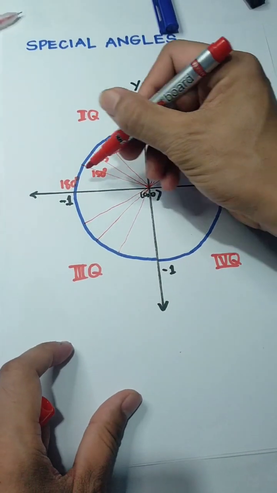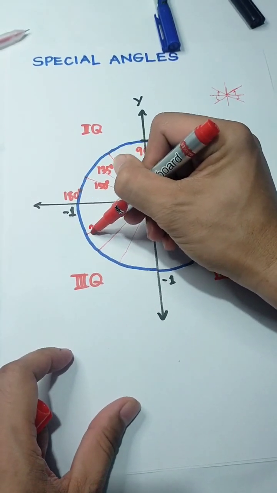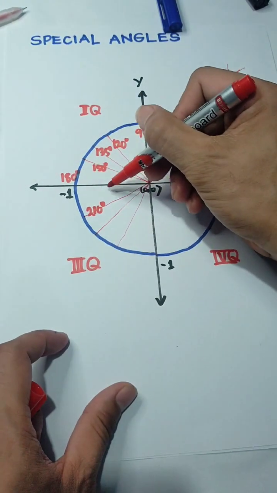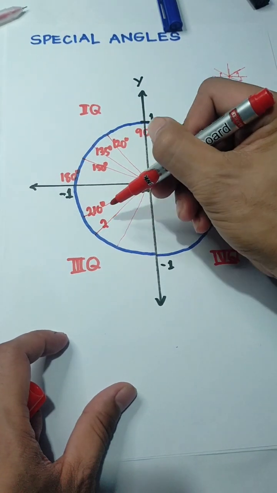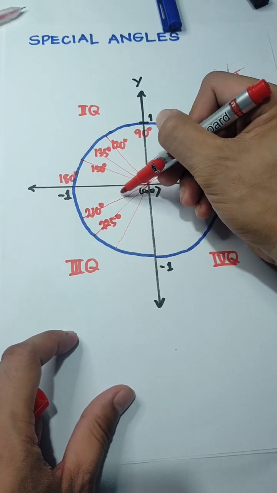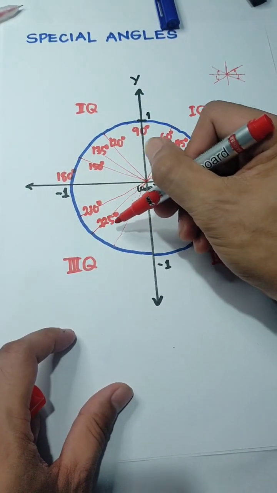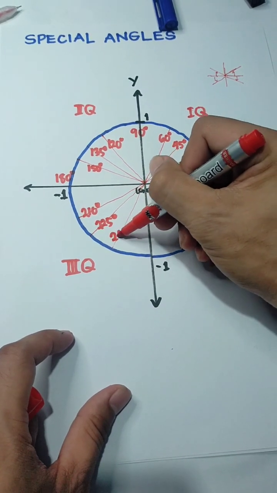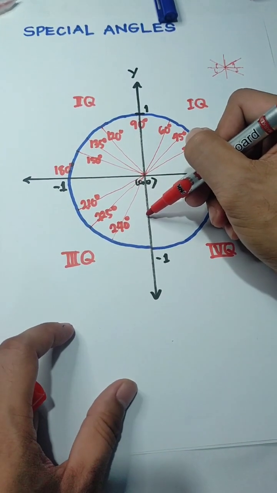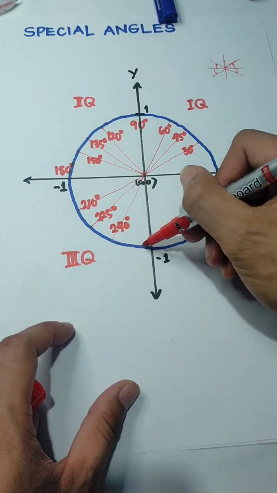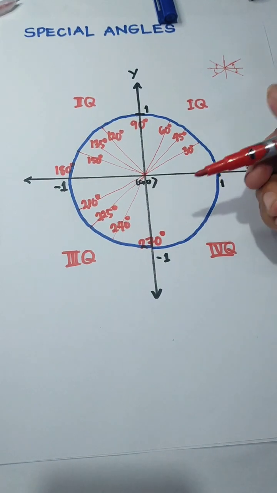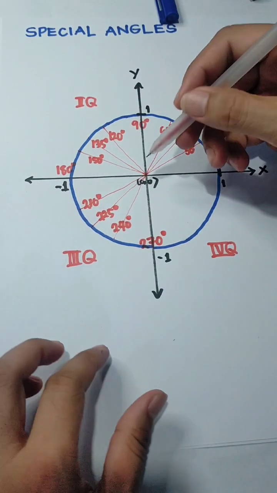So we know this is 30 degrees, so 180 plus 30 degrees, that gives us 210 degrees. And then this is 45 degrees, 180 plus 45 degrees, that gives us 225 degrees. And this is 60 degrees, so 180 plus 60, that gives us 240 degrees. And we move on. This is 30 degrees. Okay, so 240 plus 60 degrees, that gives us 270 degrees.